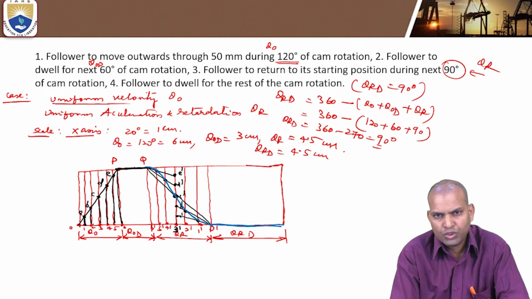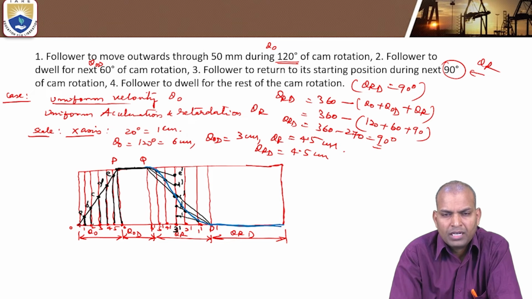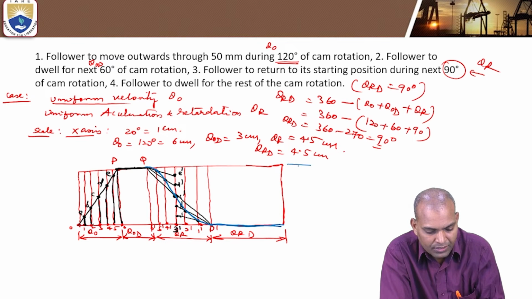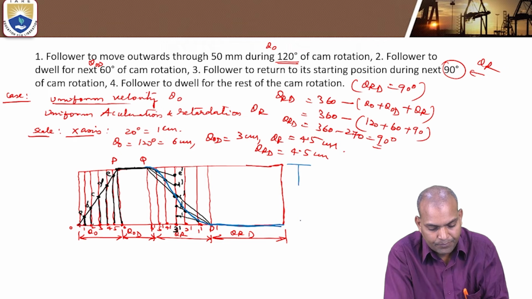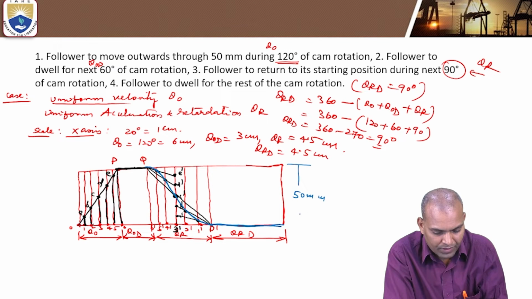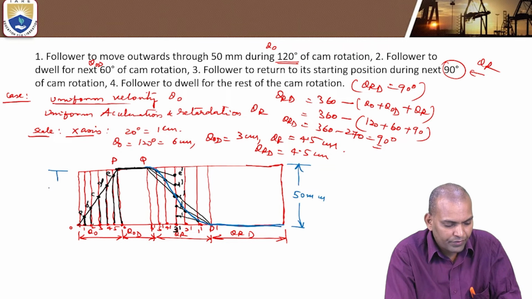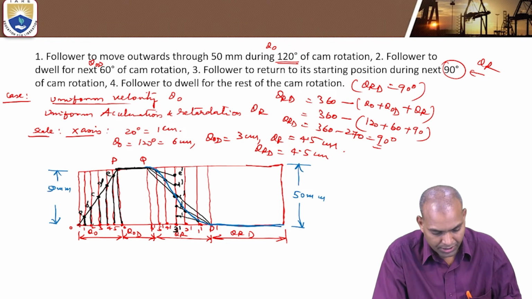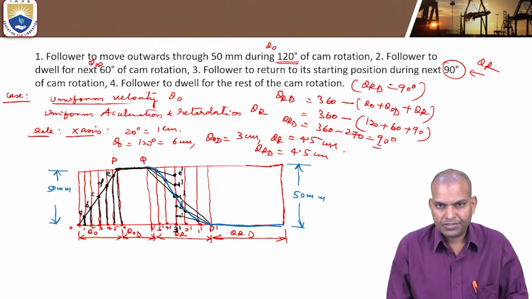Number one, the type of motion. Number two, the angle of rotation of the cam. And the third parameter is the lift of the follower. Here, what is the lift of the follower? The lift of the follower is 50 millimeters. That is the y-axis, the height. Okay, this is the one case.